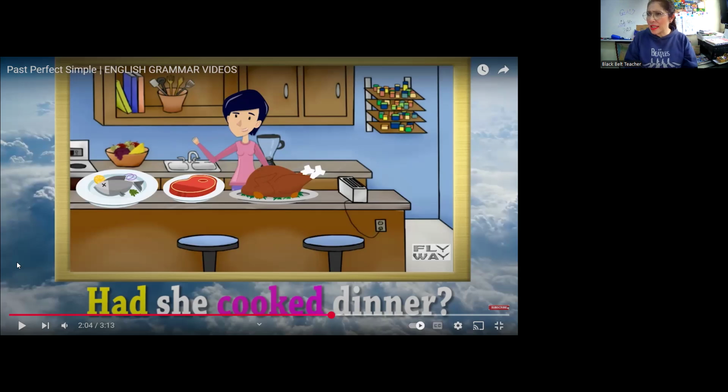Had you answered this exercise? Had you answered this question before? Você havia respondido essa pergunta antes? Had you seen this film before? Você havia assistido esse filme antes?